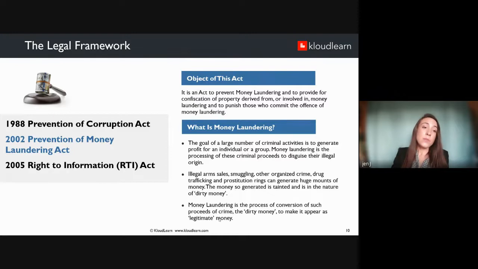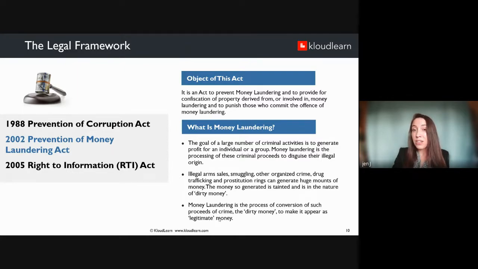In 2002, there was the Prevention of Money Laundering Act. The objective of this act was to prevent money laundering and to provide for confiscation of property derived from or involved in money laundering, and to punish those who commit the offense of money laundering.